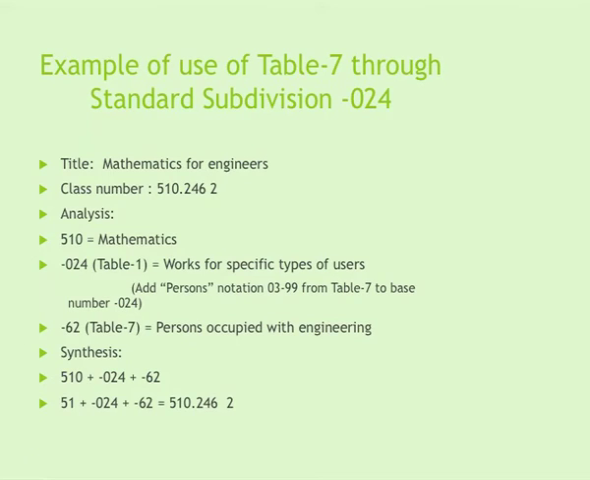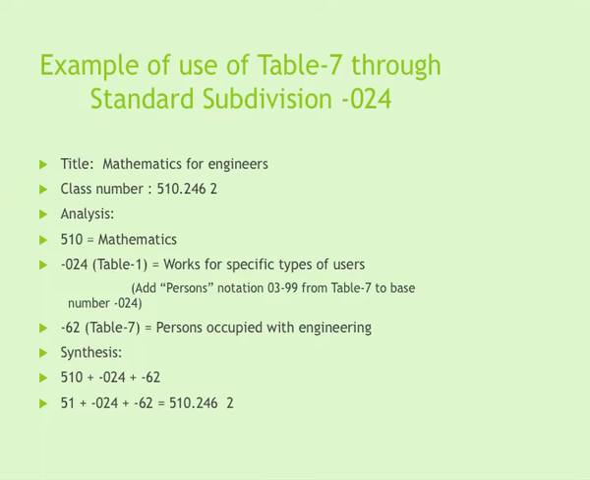Mathematics for engineers. Here we analyze the title, we find the basic subject is mathematics. So, we find the number of mathematics from the schedules, 510. Then for a subject for a specific class of persons, we have the standard subdivision 024. 024 works for specific types of persons. After 024 there is an instruction to add persons notation from table 7 to 024.